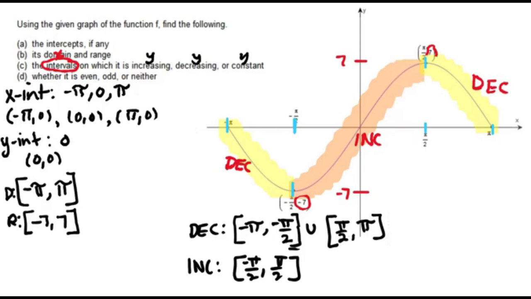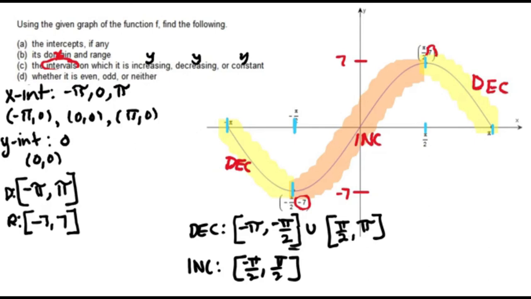So we have one more part to go, part D. And we want to decide whether this graph is even, odd, or neither. So we need to know what those mean. An even function is a function that has y-axis symmetry. An odd function is a function with origin symmetry. And then neither is the category that catches everything else.